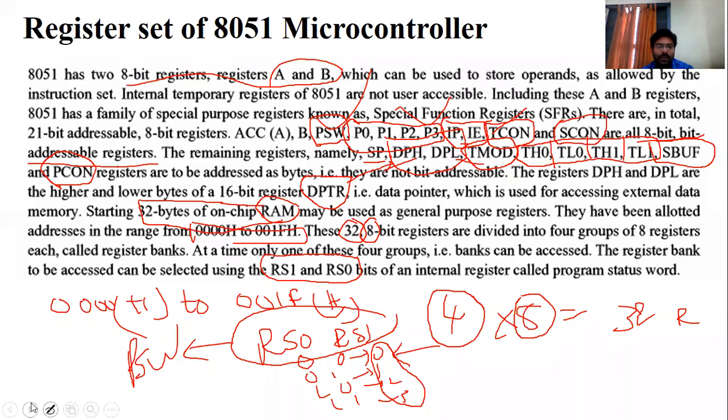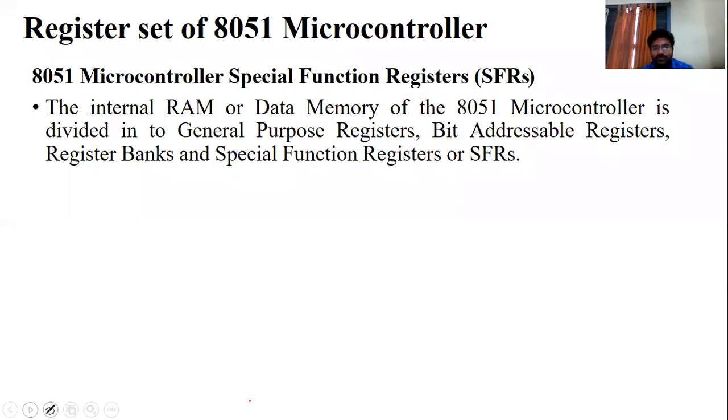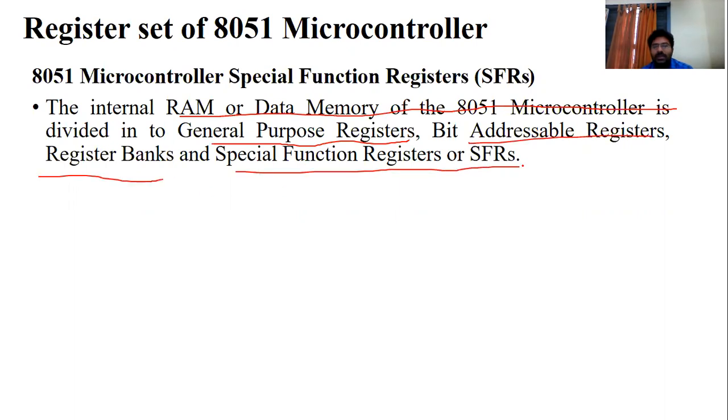Okay. Now see this. These are the registers. Whatever we are discussing here, these are the registers. Okay. Now see this. You know that this is the total internal RAM. So RAM memory you can also call a data memory, and it is divided into general purpose registers, bit addressable registers, register banks and special purpose registers.